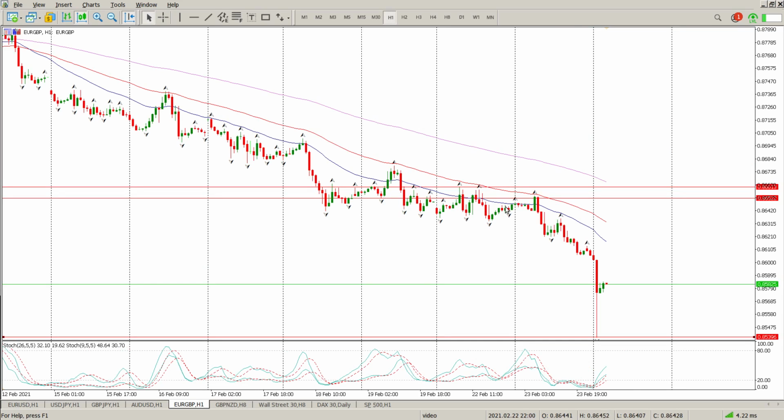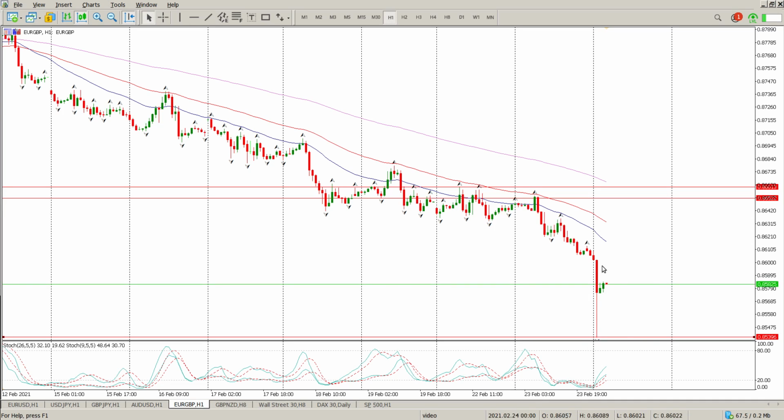You can see we had that consolidation here. We were looking for a pullback onto a level, and we got this pullback to 0.86522. That was your selling opportunity, and if you're still holding now, you'd be sitting pretty. If you got out down here, you'd be even more pretty.